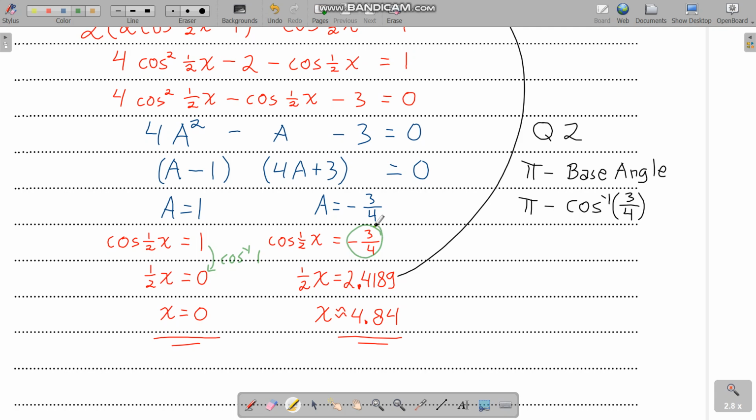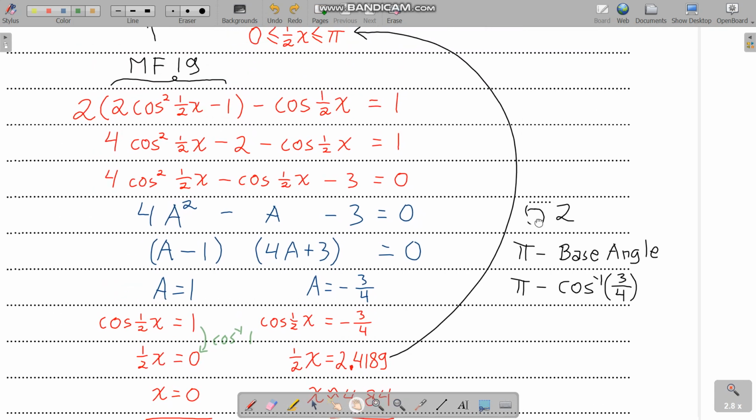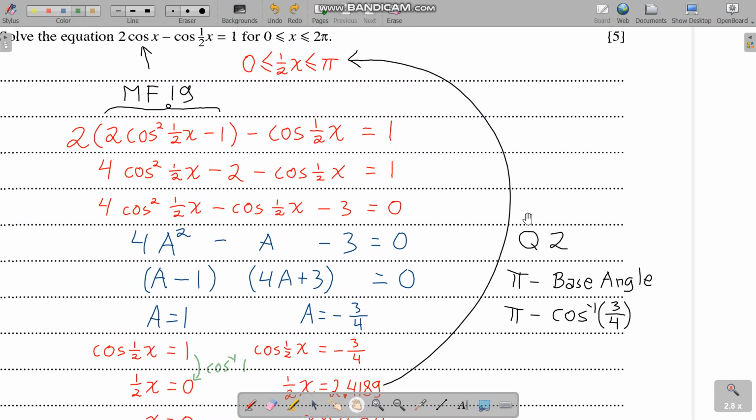For the minus 3/4, first of all, if you look at the domain here for x, the domain is from 0 to 2 pi. Because the angle we are dealing with is 1/2 x, we have to divide throughout by 2. So 0 divided by 2, x divided by 2, 2 pi divided by 2. So the domain is only from 0 to pi. So only quadrant 1 or quadrant 2 angles are possible.